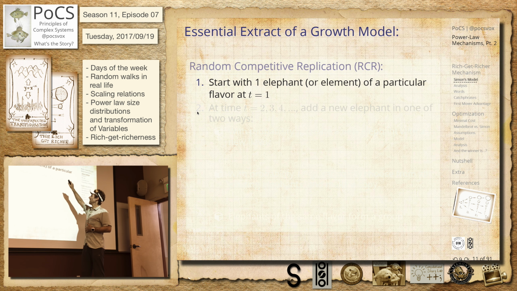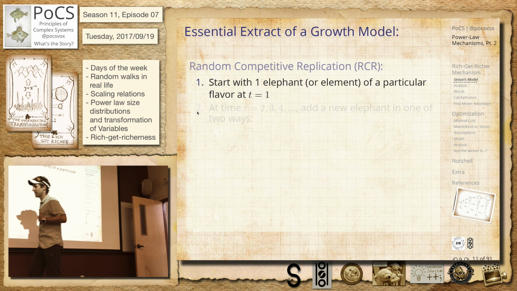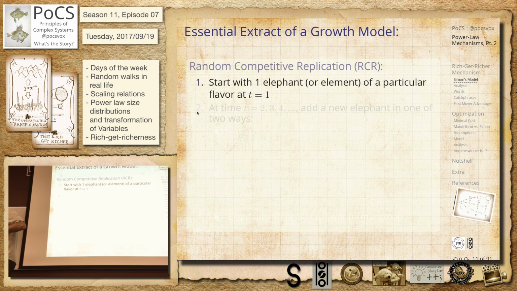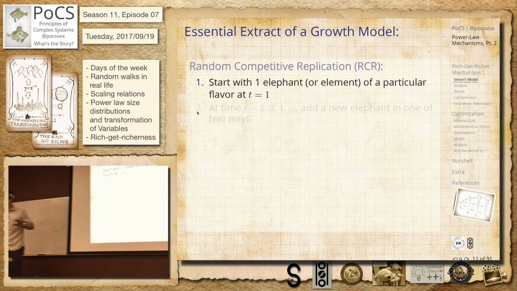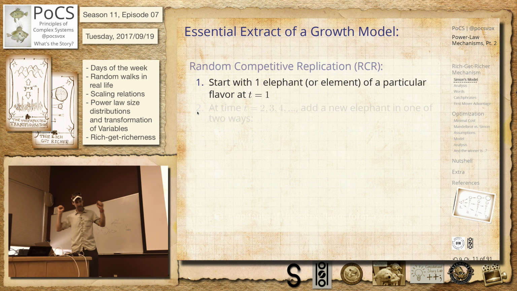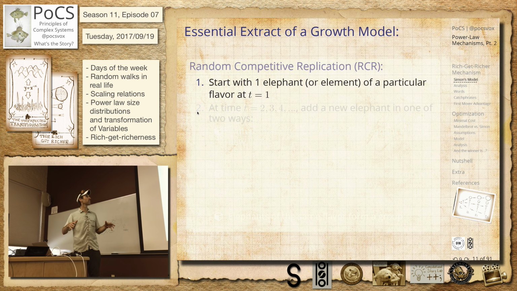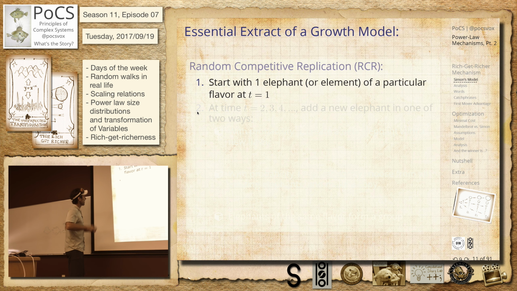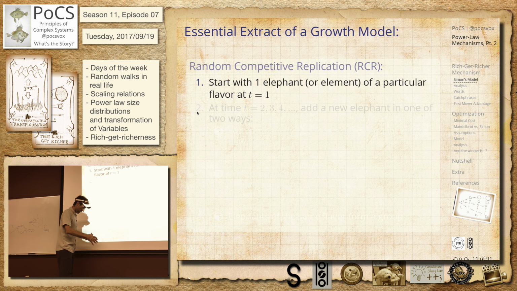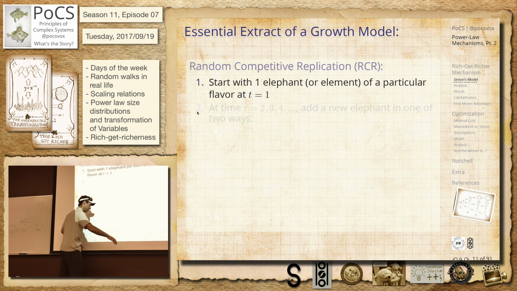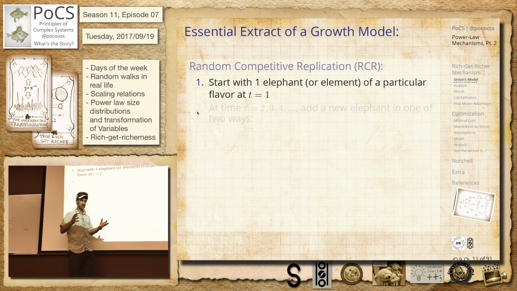So it is elephants, because I once got confused about whether I was saying elephants or not. All right, so imagine you've got an element, it could be anything you want, but say an elephant that's colored, it's got some flavor, green. You start with one of them at time t equals 1. And what you're going to do is just add elements every time step, a very simple mechanism.